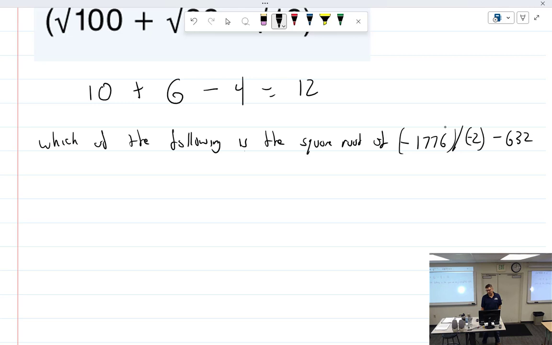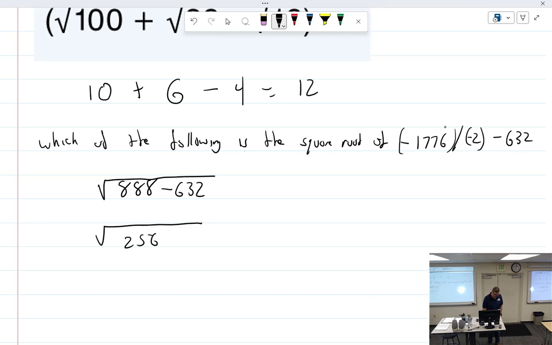So I would start here with the negative 1776 divided by negative 2 because we do multiplication and division first, and that equals 888 minus 632. But it asks for the square root of all of that, so we don't want to forget that. So 888 minus 632 equals 256. So I want the square root of that. The square root of 256 is 16.